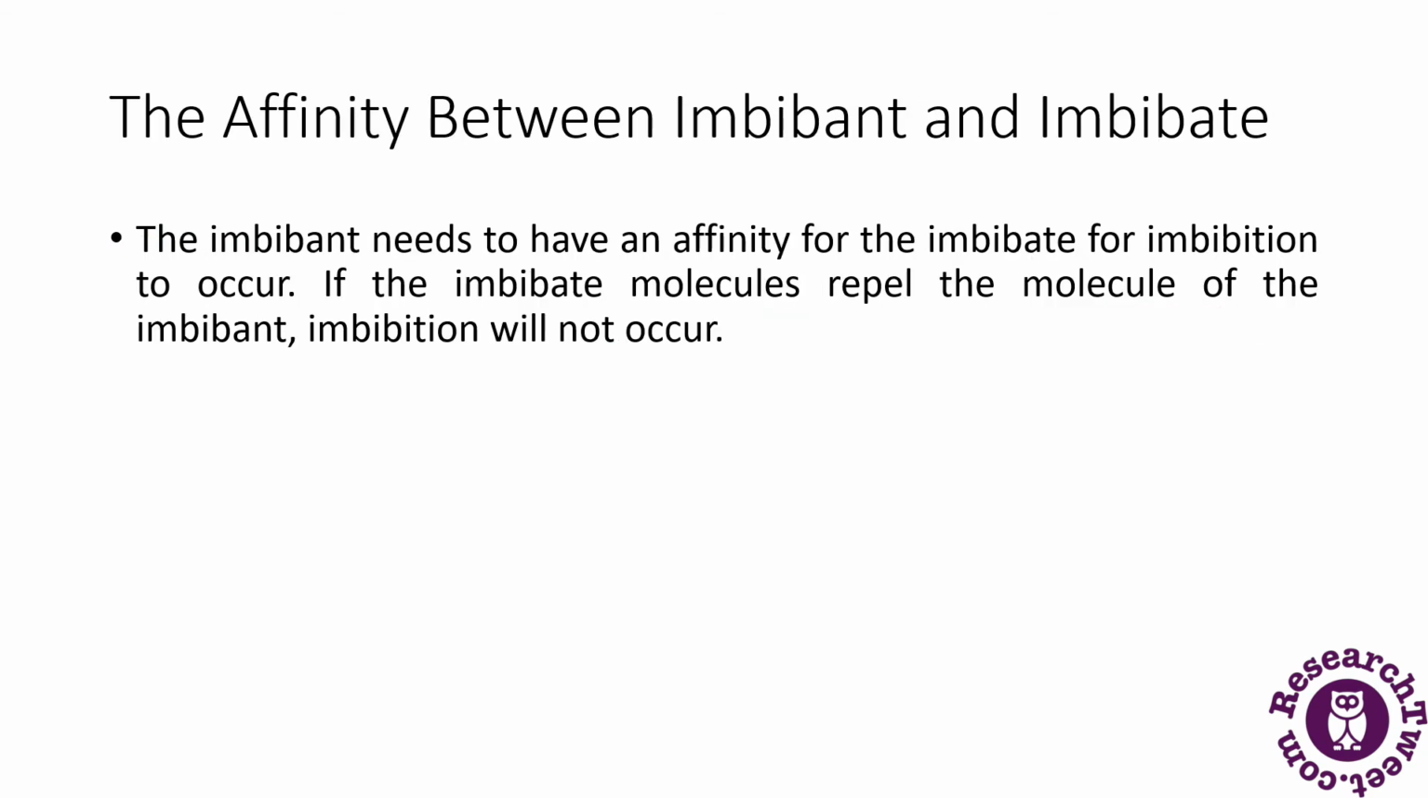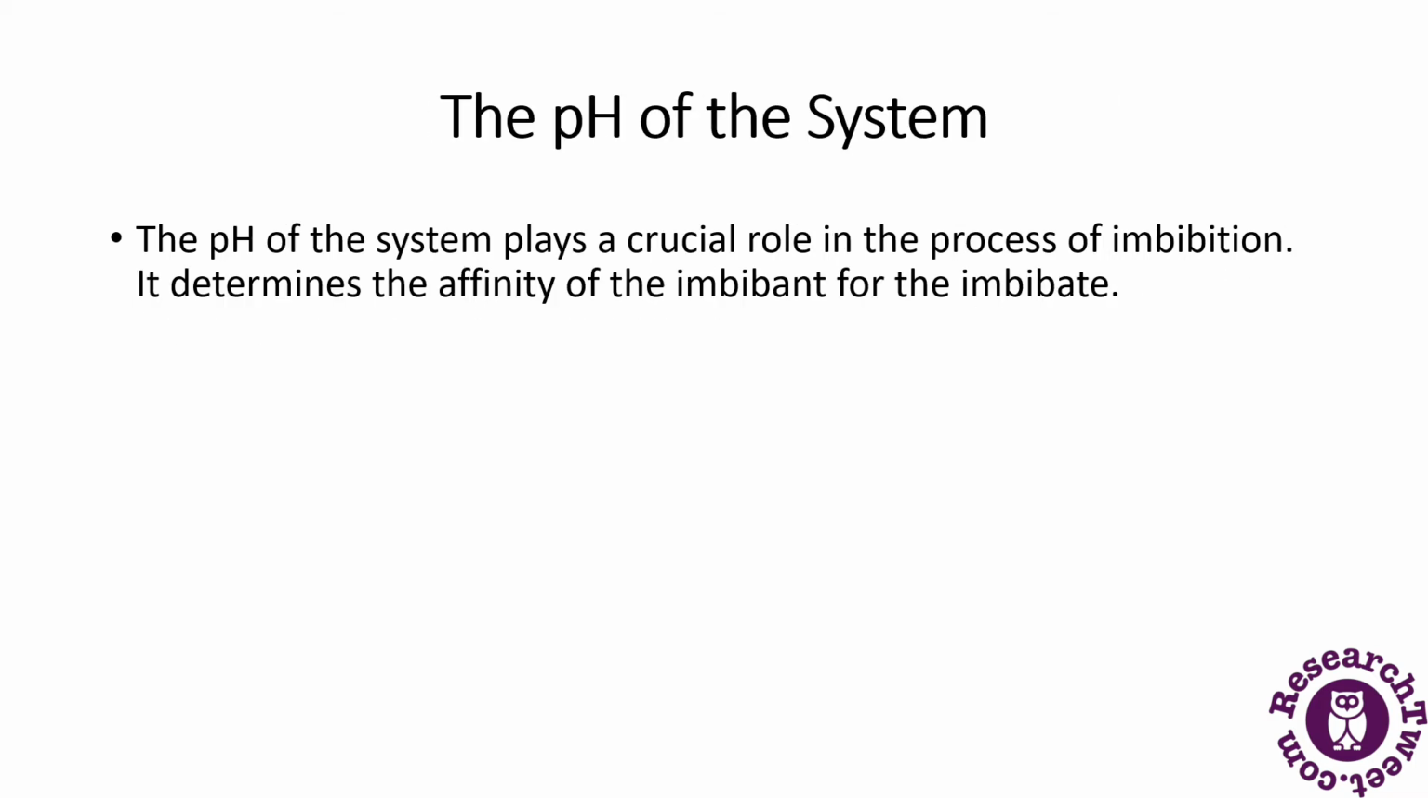Then next comes the affinity between the imbibant and the imbibate. The imbibant needs to have an affinity for the imbibate for imbibition to occur. If the imbibate molecules repel the molecules of the imbibant, imbibition will not occur. Then the pH of the system plays a major role in imbibition because it determines the affinity of the imbibant for the imbibate. So it is most crucial.